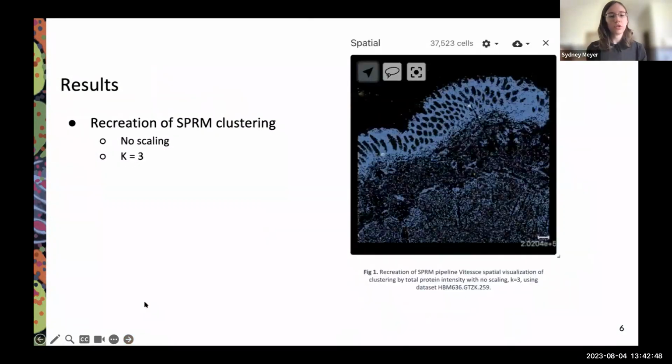So in terms of results, first off, our recreation of the SPRM clustering, which looks pretty much the same as the one that was shown previously. As you can see, most of it is colored the same. It's pretty much largely every cell being categorized into one cluster, which was not ideal, thus us trying to create more specific clusters.